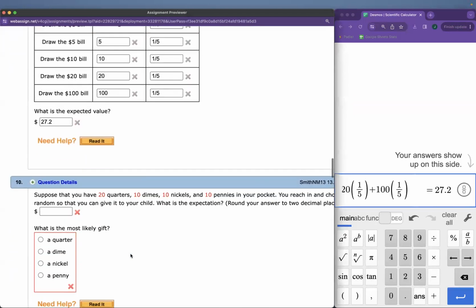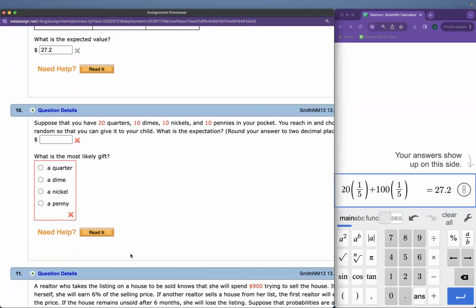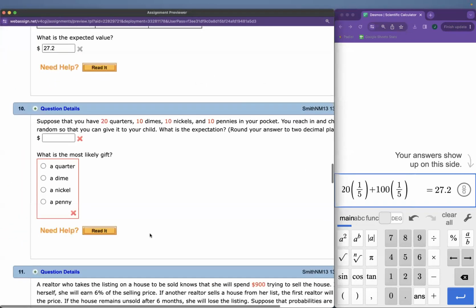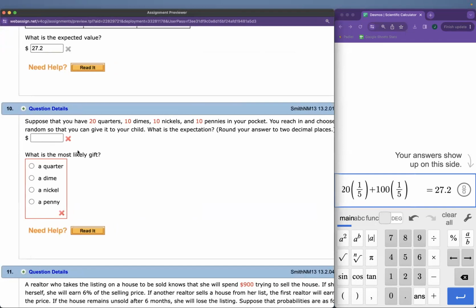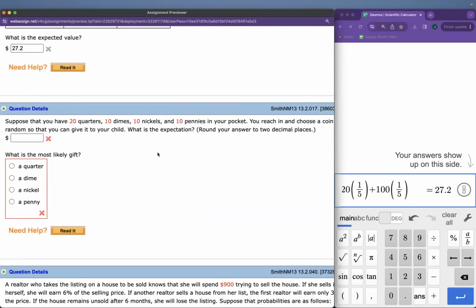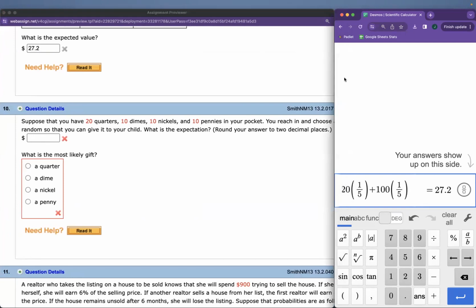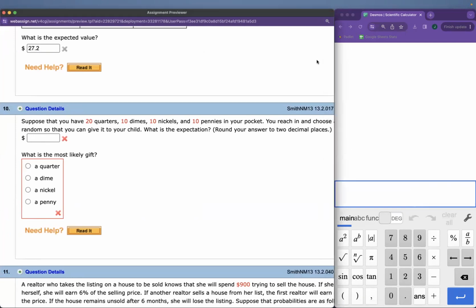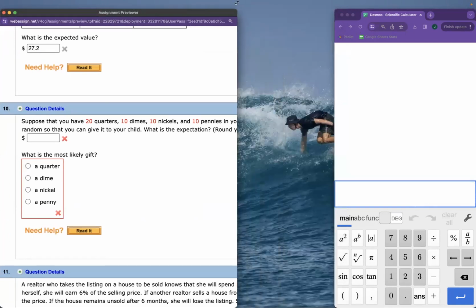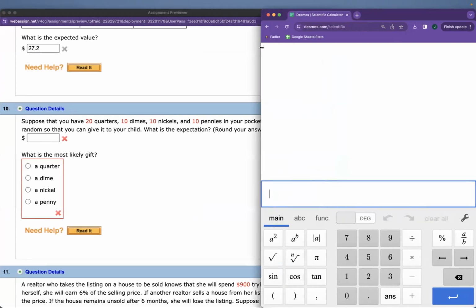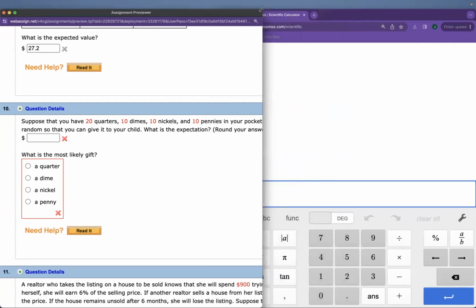Okay. Number 10. Suppose you have 20 quarters, 10 dimes, 10 nickels, 10 pennies. You reach in and choose a coin at random so that you can give it to your child. What's the expectation? This must be a young child because I don't know too many older children that would get excited about getting a quarter or a penny.